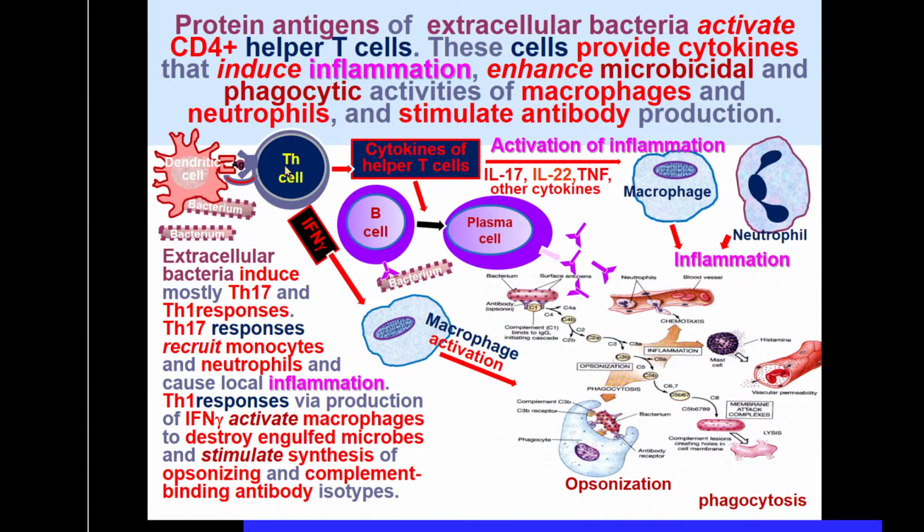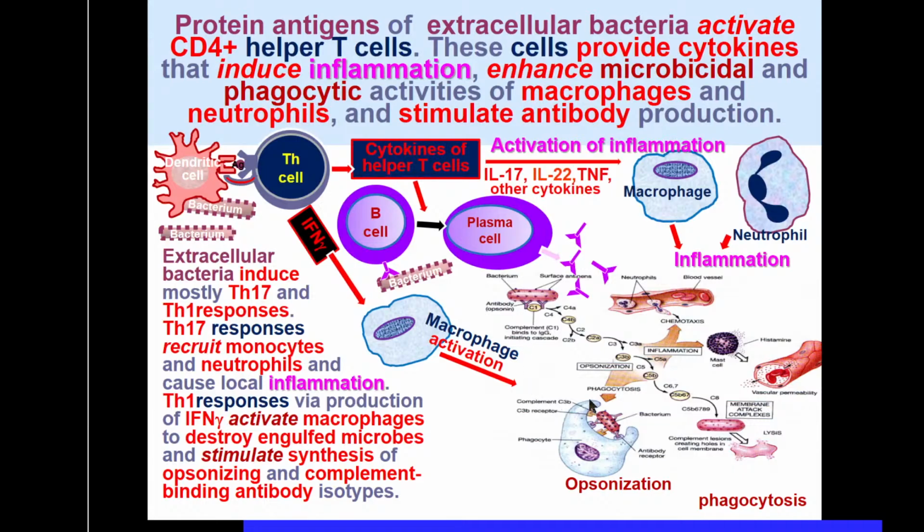The next T helper cell is T helper type 1. The second line of T helper cell maturation is the maturation of T helper 1 cells. This T helper type 1 cell produces interferon gamma, interleukin 2, and tumor necrosis factor alpha and beta. Interferon gamma synthesized by T helper type 1 superactivates macrophages. Such macrophages are activated by T helper 1 cells by interferon gamma.